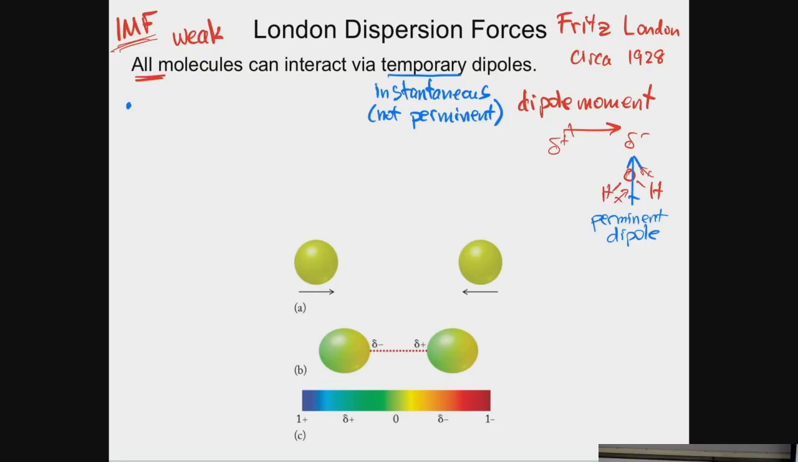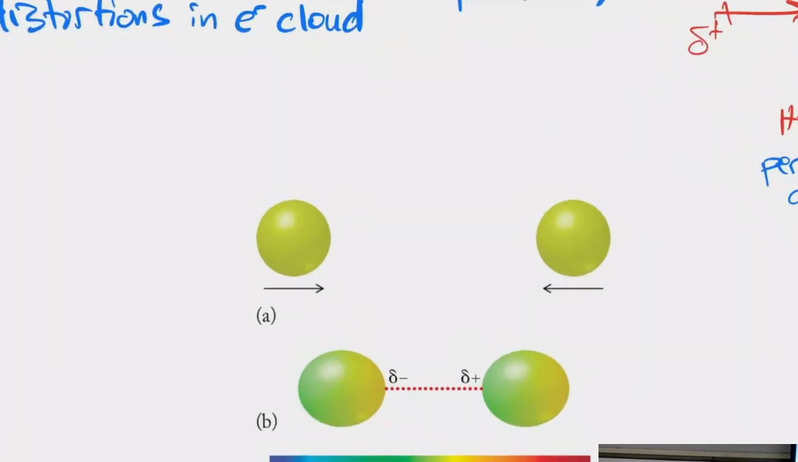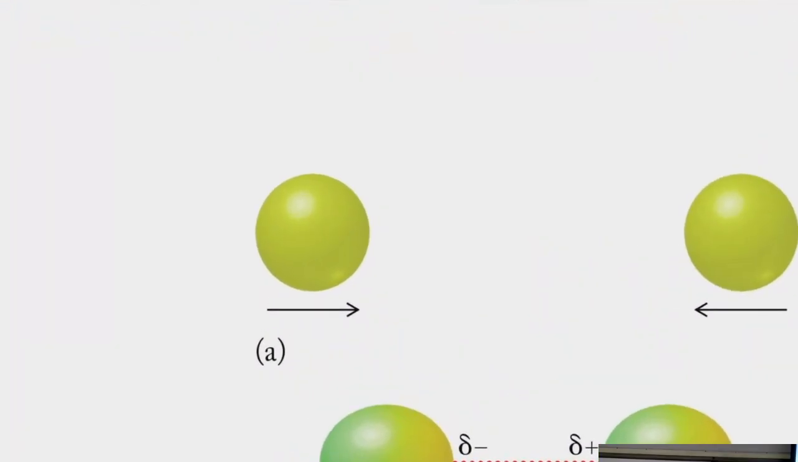So I'm going to write that first, and then I'm going to talk about what that really means. So these happen due to momentary distortions in the electron cloud. So what do I mean by that? Let me zoom in on one of these, just this one here on the left. Let's say this is just an atom. Let's say it's xenon.